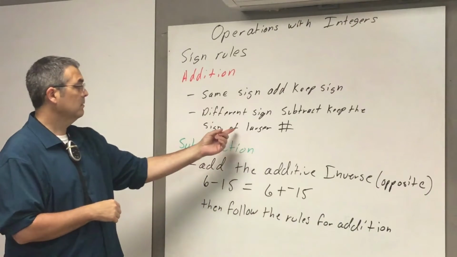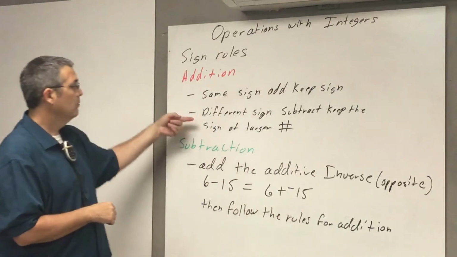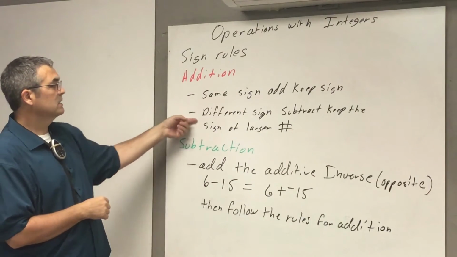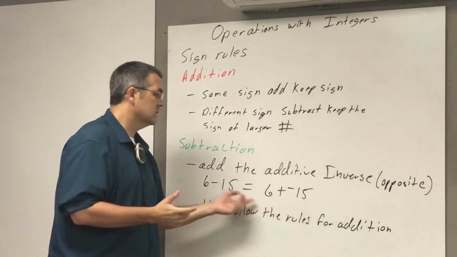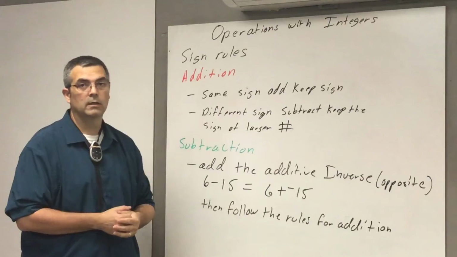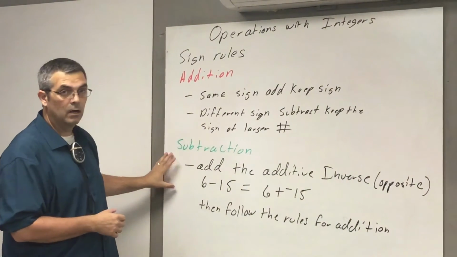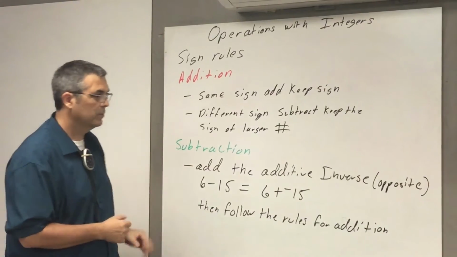So we're going to come back up here. All right, 6 plus negative 15, this is a positive, this is a negative. The signs are different. We're going to subtract, keep the sign of the bigger number. The whole point of this is to get it back to this addition rule so that we can use it. That's what we're trying to do. Not complicated, but it's a simple mistake that tons of people make. Be careful with that one.